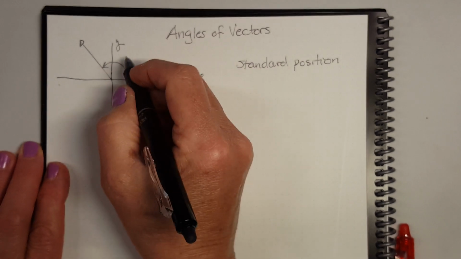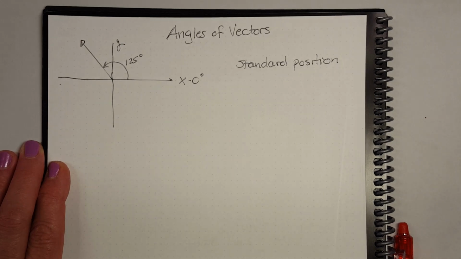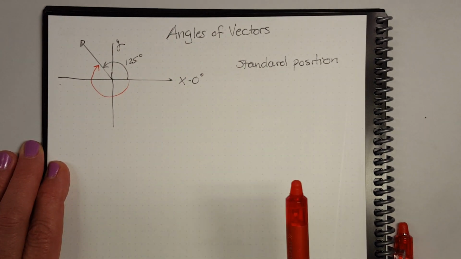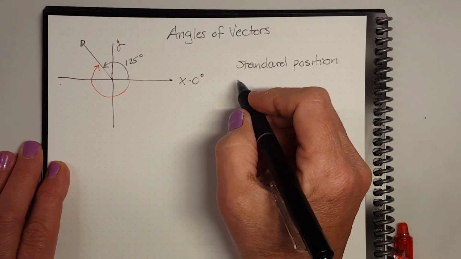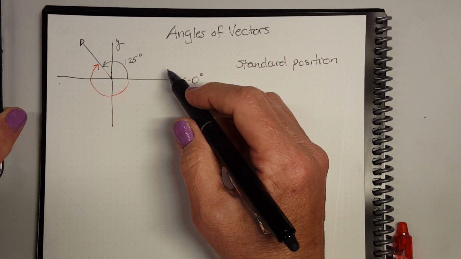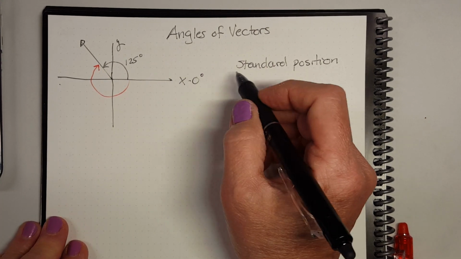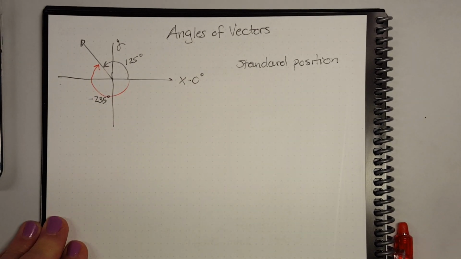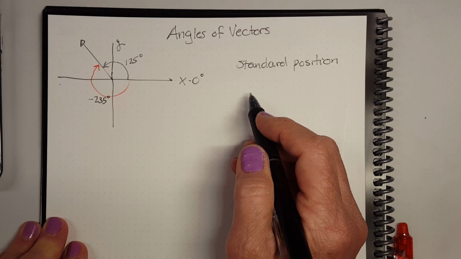So we could say that maybe this is 125 degrees. It could also be measured from the x-axis in a negative direction. That's okay, as long as it's measured from the x-axis. For example on this one, if we did 360 minus 125, we would get that this angle could also be minus 235 degrees. Either of those is acceptable. Both of those angles are measuring the angle from the standard position.